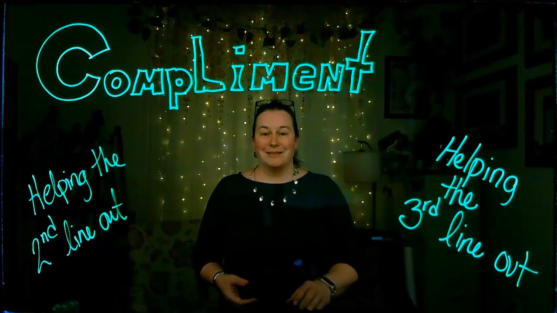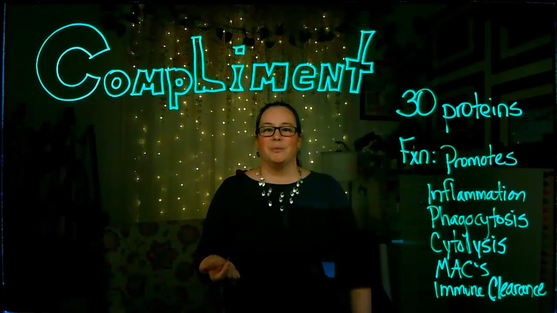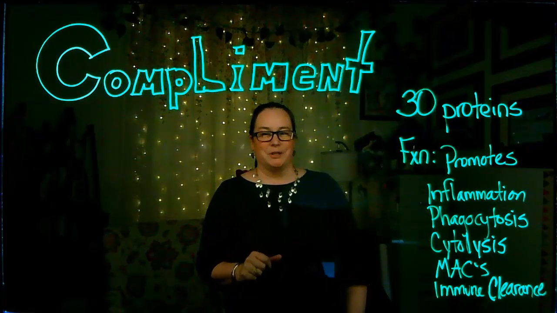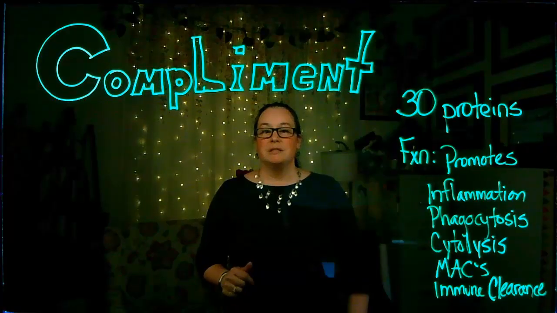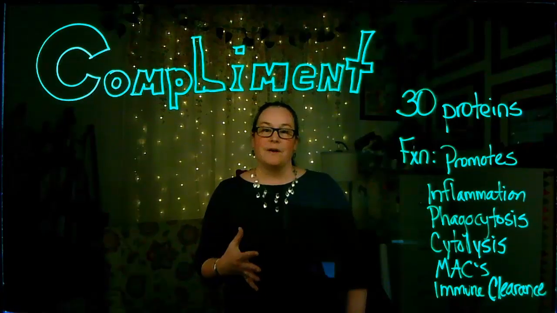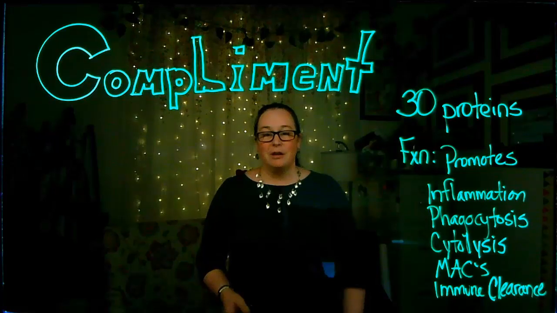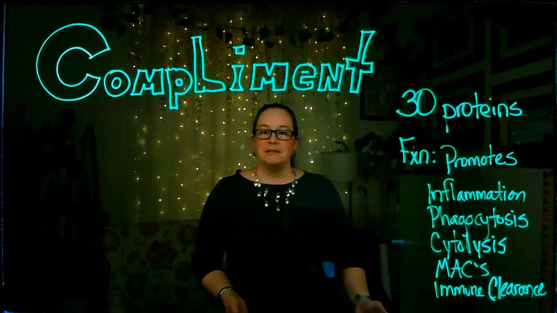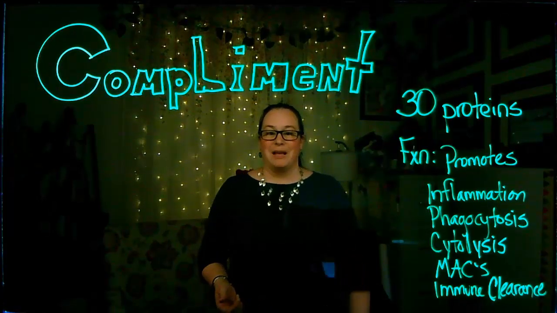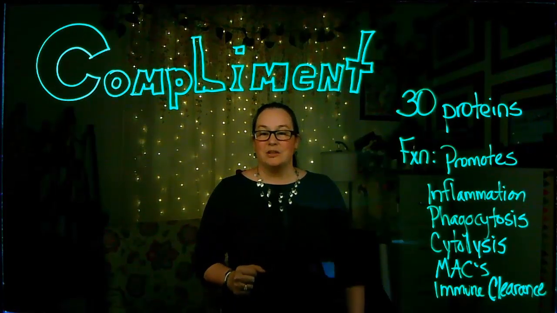So let's get started. To consider complement, a few things that we ought to be familiar with. Complement is a series of 30 different proteins. The function of this video will be to look at a handful of those proteins. These proteins function to support the second line of defense in a number of effects, such as functioning to promote and enhance inflammation, the processes of phagocytosis and ultimate cell death, known as cytolysis, membrane attack complexes, as well as immune clearance. So we're going to talk about what each of these things means in just a moment.